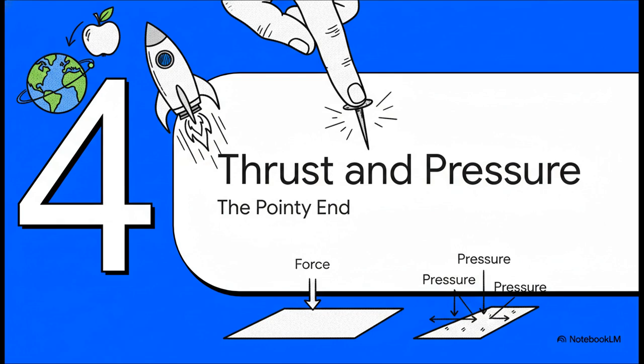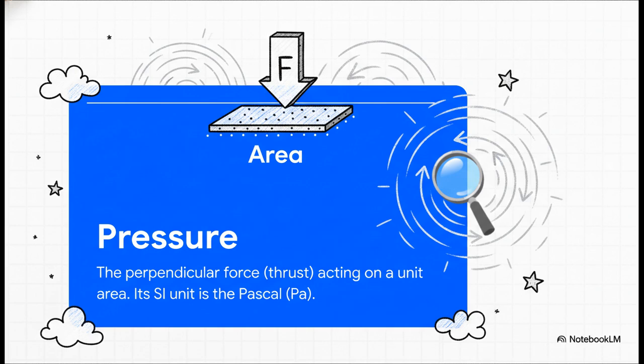Okay, now let's see how forces, like the force of gravity, act on surfaces. I mean, why is it that a sharp knife cuts a vegetable so easily, but a blunt knife struggles? The answer lies in two very important ideas: thrust and pressure. First, let's talk about thrust. Thrust is just a technical word for any force that is acting perpendicular or at 90 degrees to a surface. But the effect of this thrust really depends on the area over which it is applied. And that's what pressure measures.